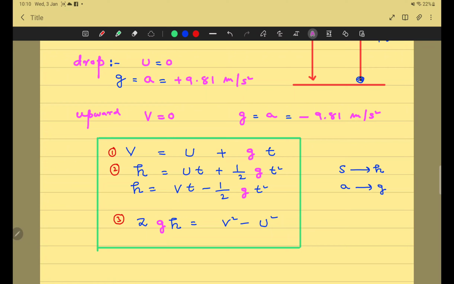Right now we are studying free fall motion, and free fall motion means the motion in which only the force of gravity is acting on an object. It is known as free fall motion. We do not use the fourth equation, the constant speed equation, because in free fall motion there must be acceleration, that is 9.81 meter per second square.